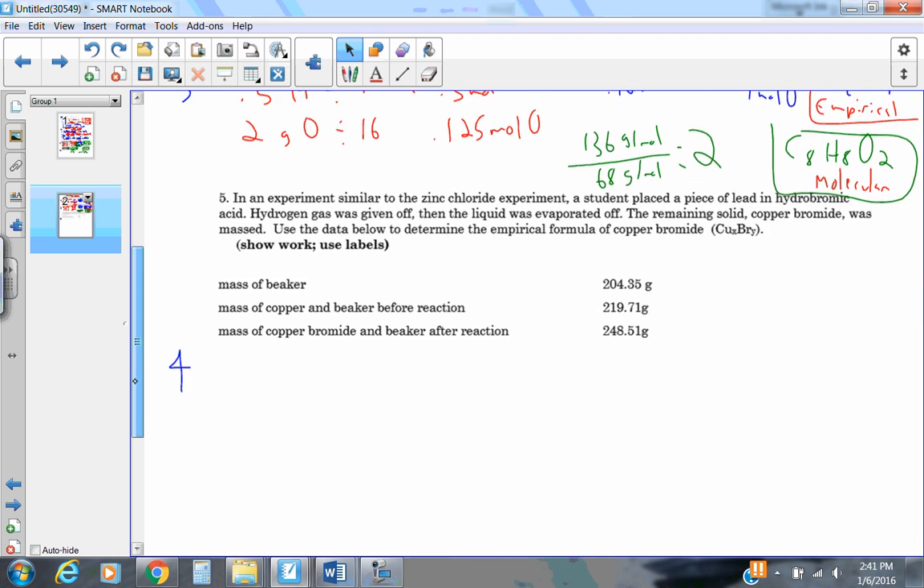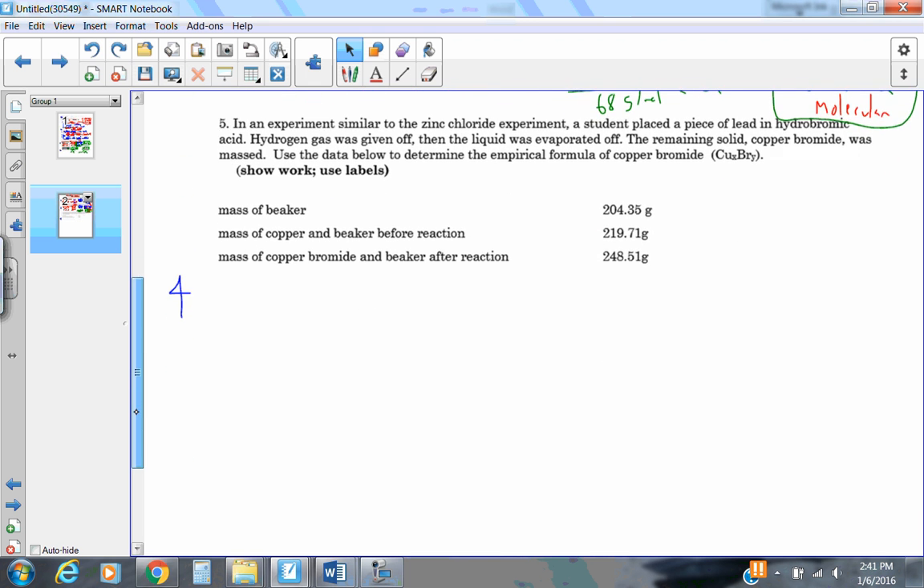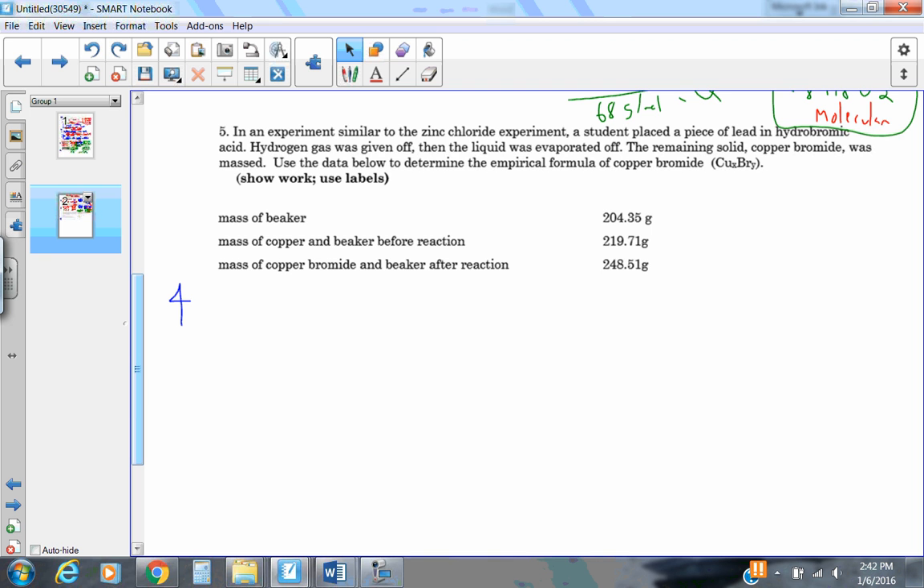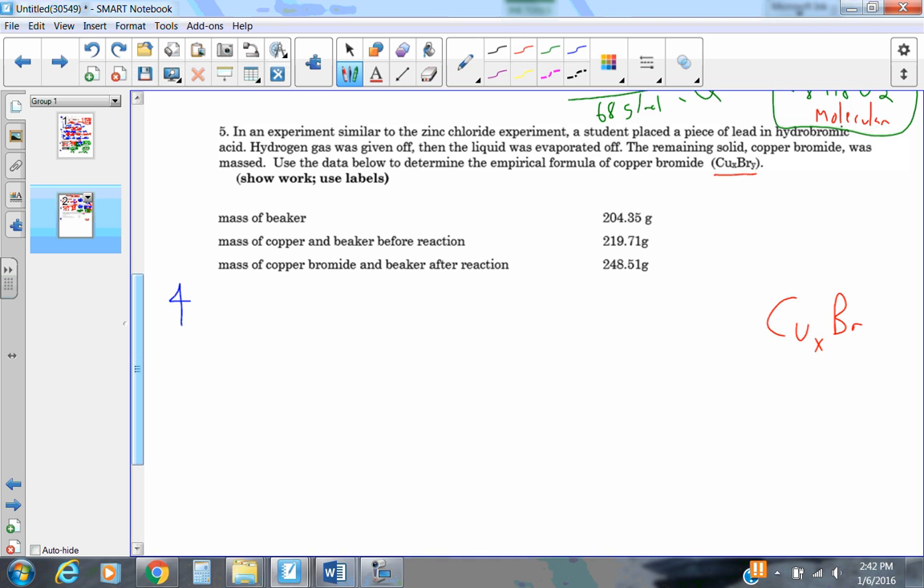And the last one, worth 4 points because it's basically lab data mixed in, but it's just an empirical formula, very similar to what you guys did in the lab when we dissolved zinc with hydrochloric acid. Okay, so let me start reading through this. It's similar to the zinc chloride. I have hydrobromic acid, lead, hydrogen gas, so many things. What am I really, oh, here it is. It's going to make copper bromide, and what I'm trying to figure out is Cu, however many Cu's there are, and however many Br's there are. So they label it X, Y, or question mark, question mark.